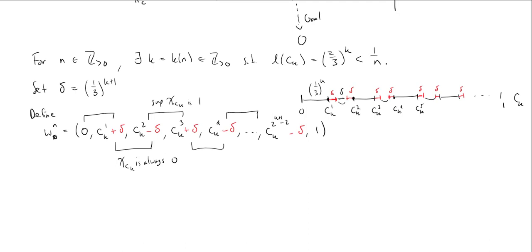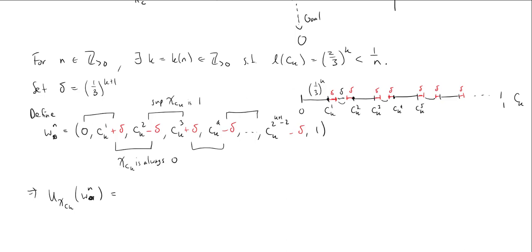So what that means is that the upper sum of chi C_k over W_n, I'm going to get by adding up all of the, well, the supremums are 1, so you could just ignore those. You're just adding up all the lengths that you get.